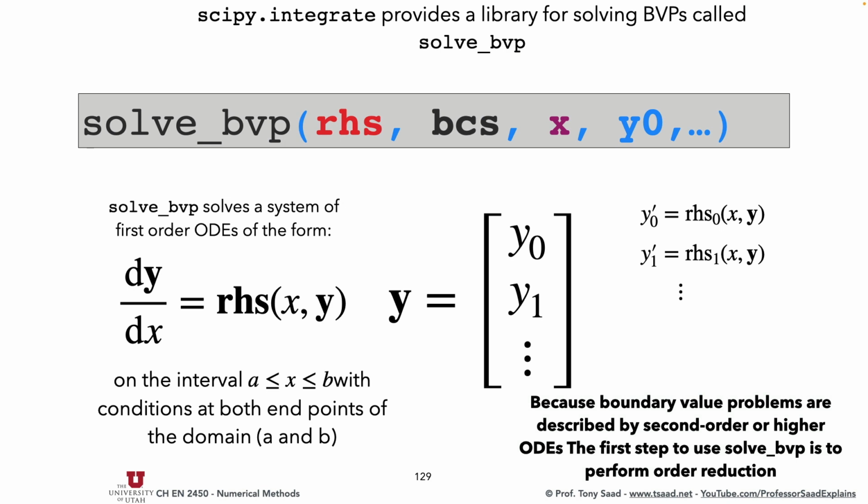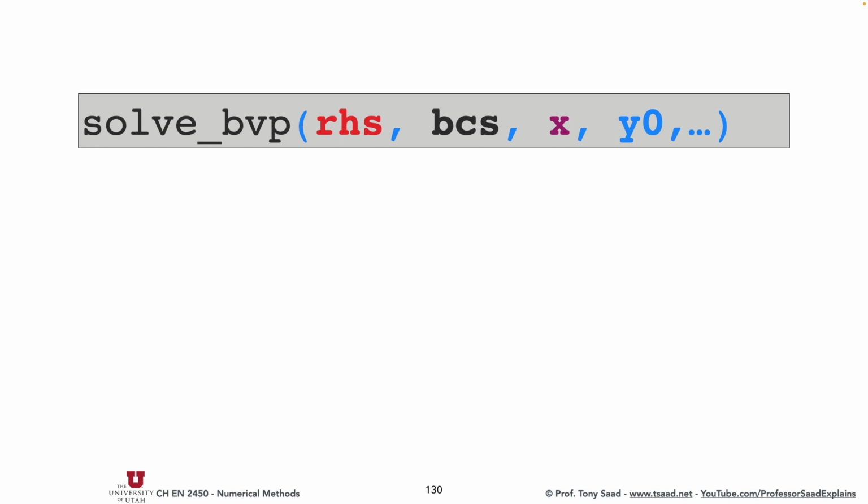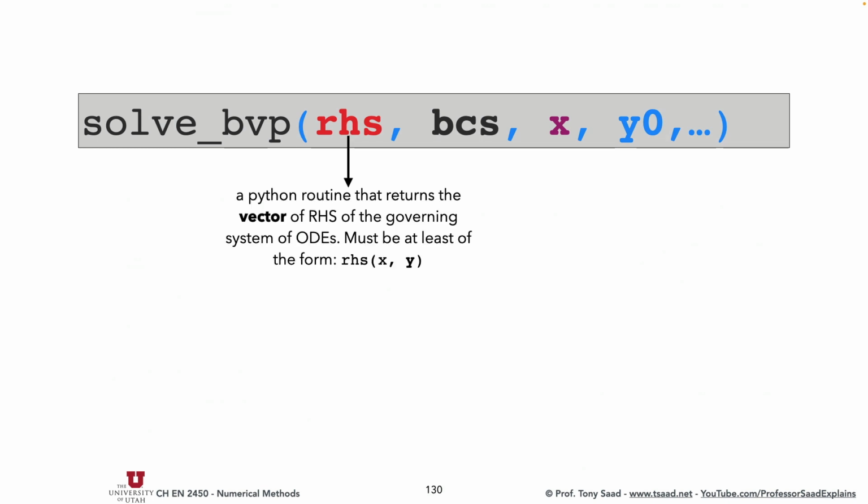All right, so let's talk about the specifics here. And again, this might seem esoteric or like kind of confusing. Once we program an example or 2 by hand together, it becomes clearer. Okay? The hardest one is going to be BCs, right? I'm telling you from now. Right-hand side, just like odeint, right-hand side is a Python routine that returns the vector of right-hand sides for your ODE system.